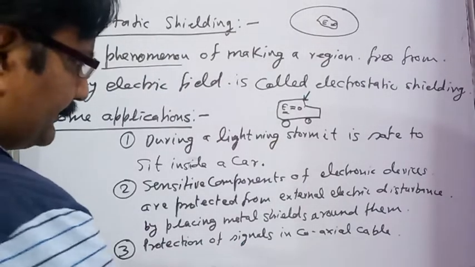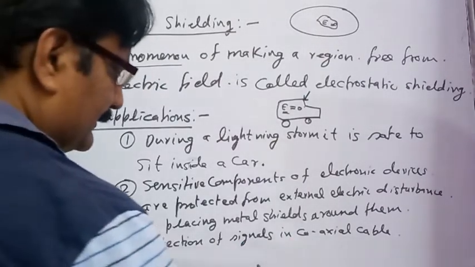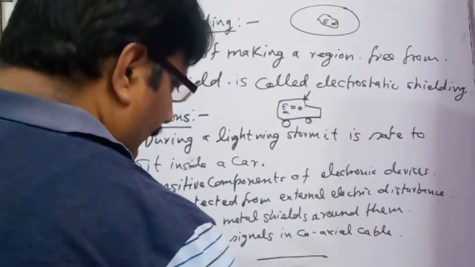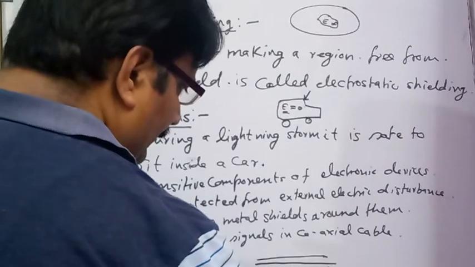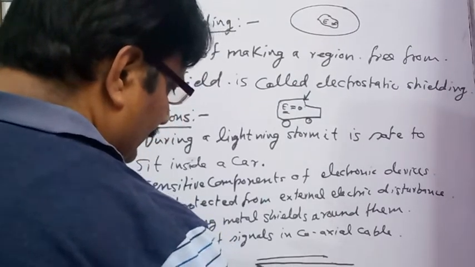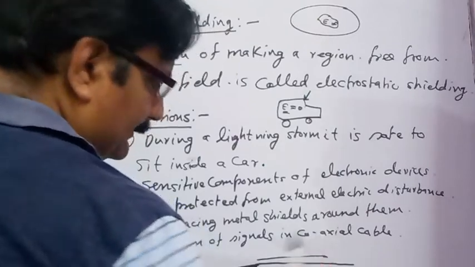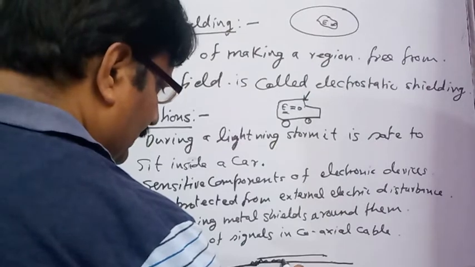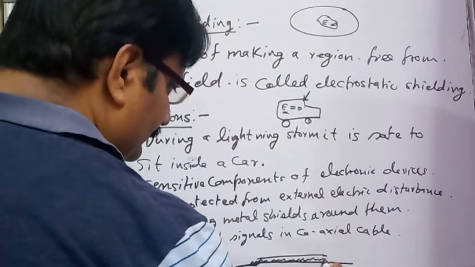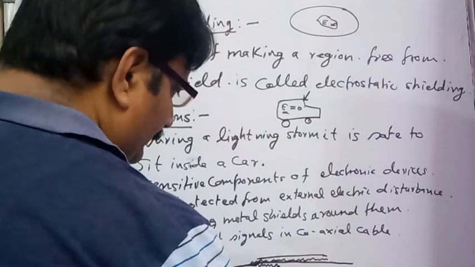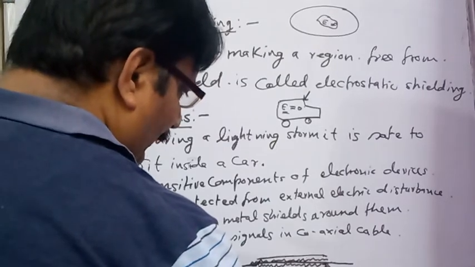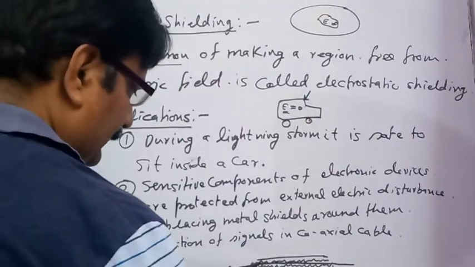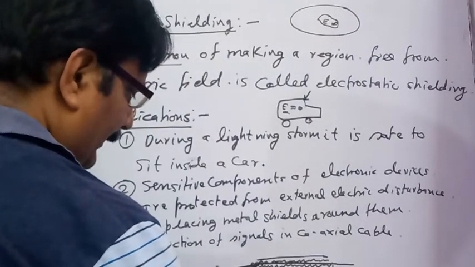Third is protection of signals in coaxial cable. Coaxial cables we are using in cable antenna. In a coaxial cable, a main wire is passing in the mid part of the cable, and there is a conducting wire mesh near the outer surface. So any electric field can affect the signals passing through this interior cable.